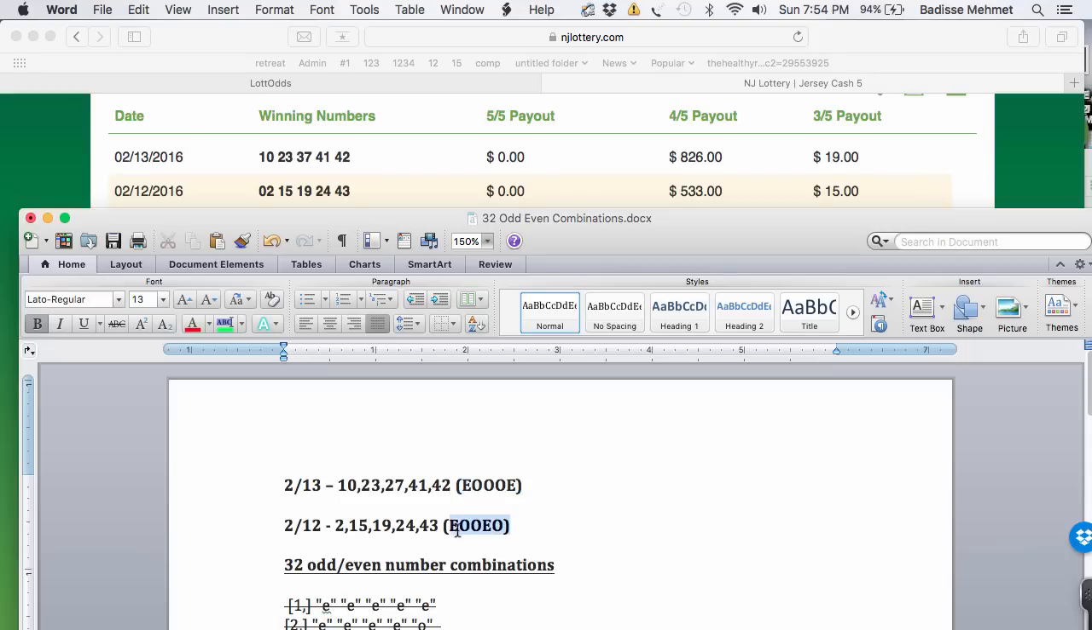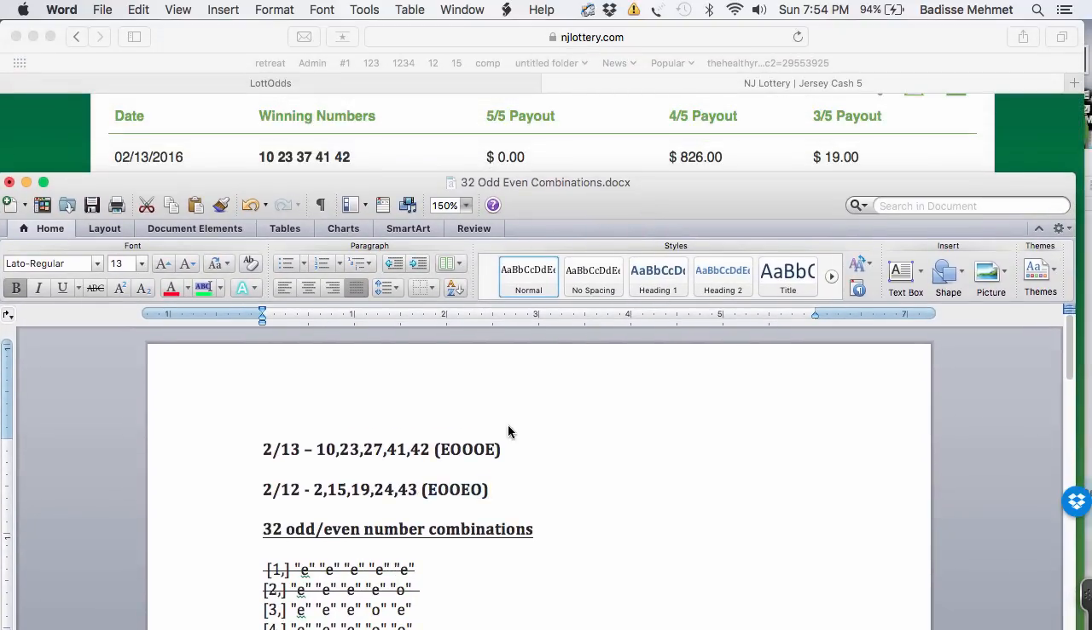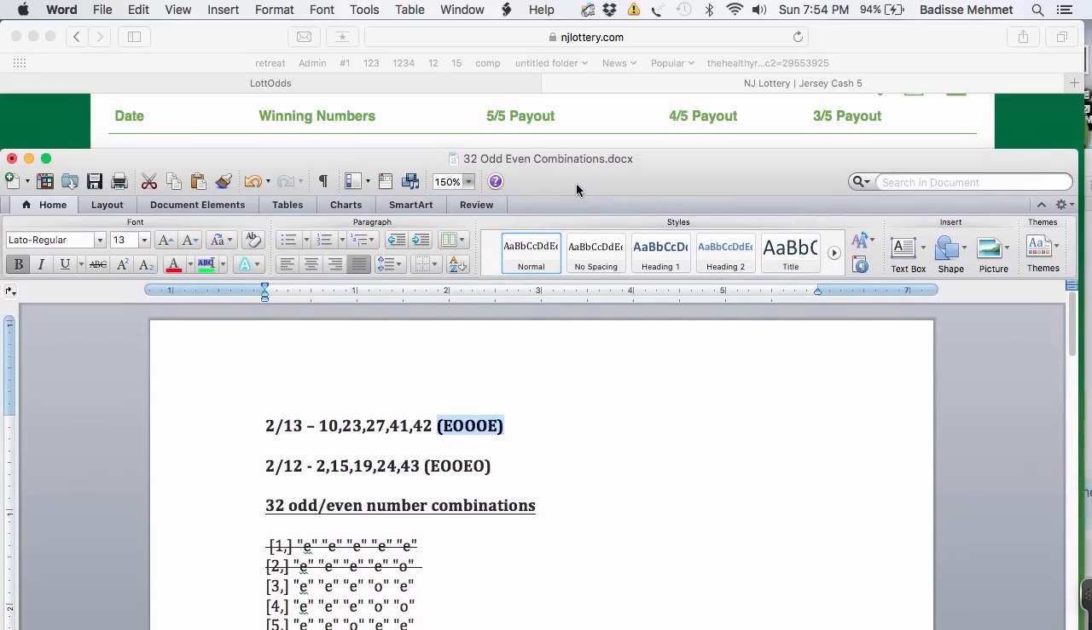I just showed it to you. Look, 3 odds, 3 odds. Could you see this? Let me show you something. This here predicted February 12th. This odd even pattern predicted the next odd even pattern here of 2013. Do you see it?